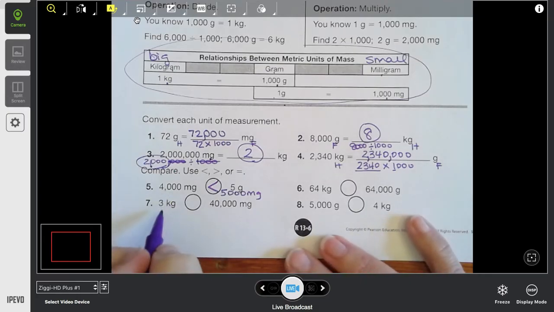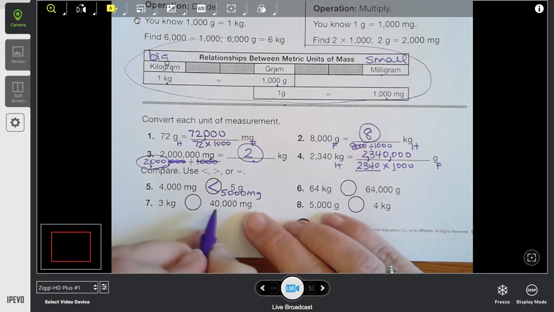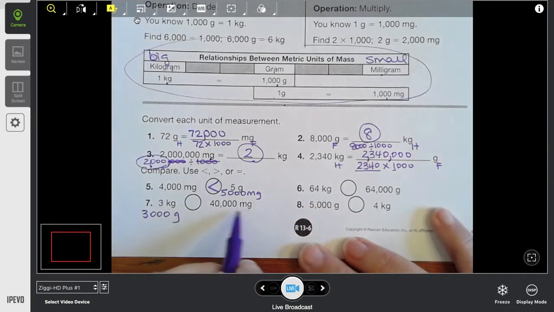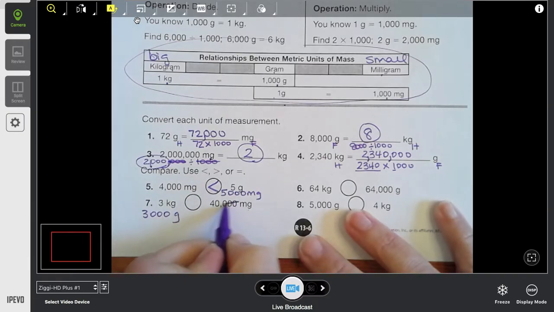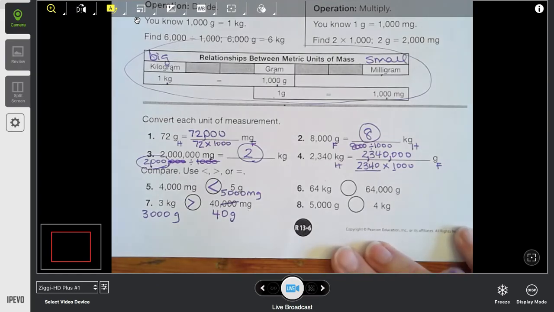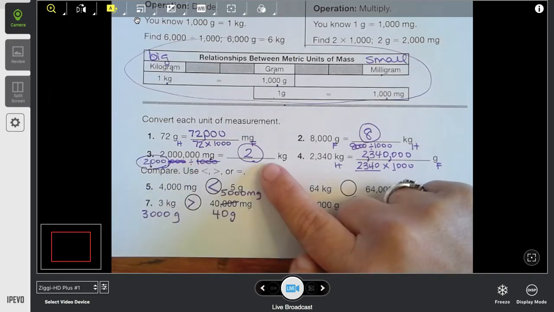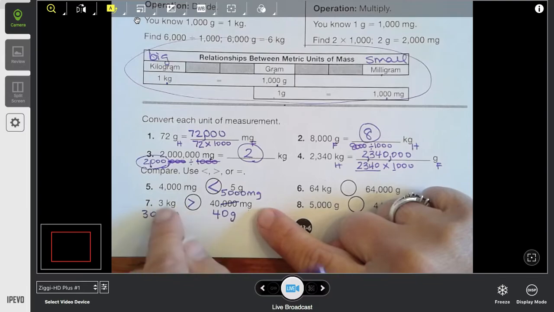Let's try this way. 3 kilograms and milligrams. I'm going to make these both into grams. So 3 kilograms is the same thing as 3,000 grams. Each one has 1,000. And 40,000 milligrams, I'm going to divide those by 1,000. So I'm going to take off those 3 zeros. It's the same thing as saying 40 grams. Well, 3,000 grams is definitely bigger than 40 grams. I could also have looked up here and saw that 2 million milligrams was the same thing as 2 kilograms. And if I only had 40,000 milligrams, there's no way that can be bigger than 3 kilograms.